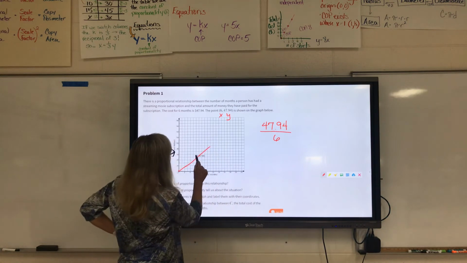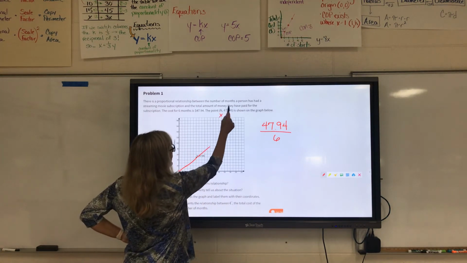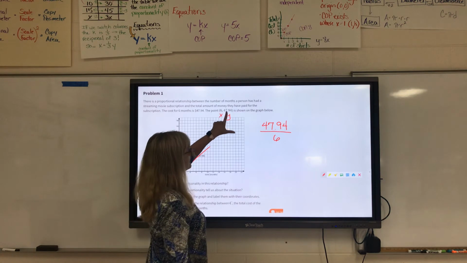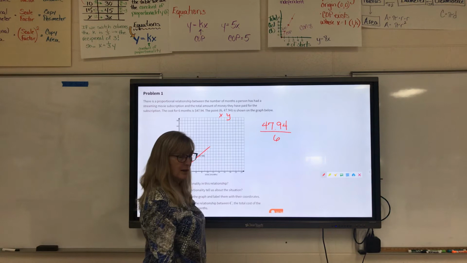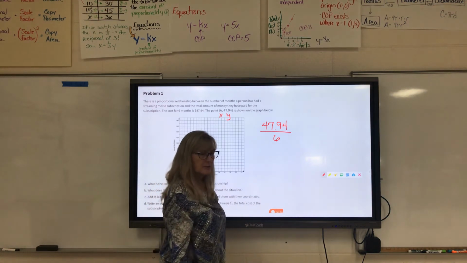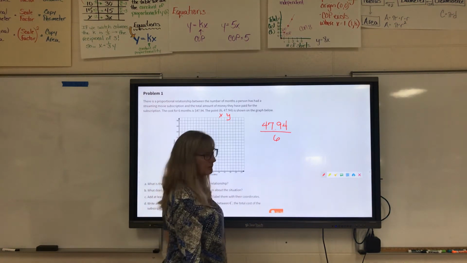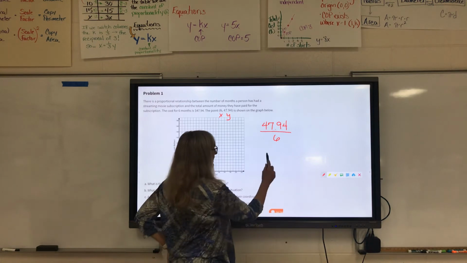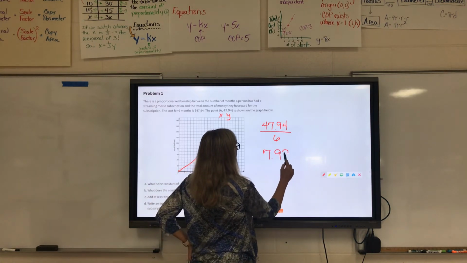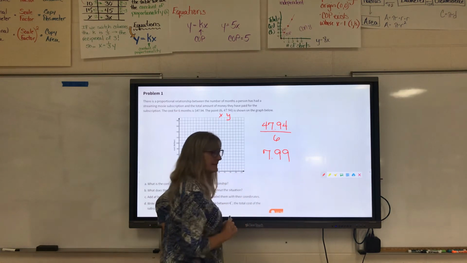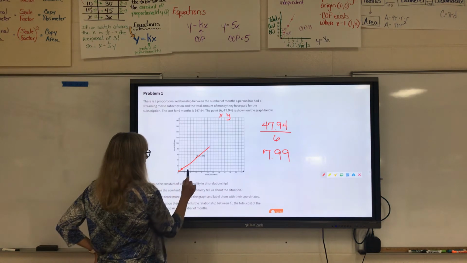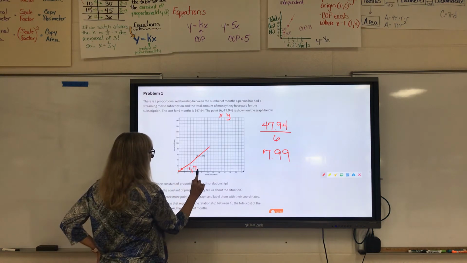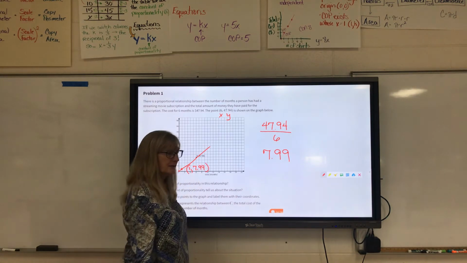And think about what this point right here means. 6 months, $47.94. I need to know how much for 1 month. So if you take out your calculators and you do 47.94 divided by 6, you get 7.99. Okay, what does that 7.99 mean? That is this point right here. That is 1, 7.99.